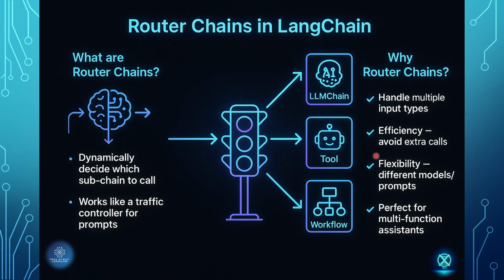Why do we need router chains? Mainly to handle multiple input types; it can handle summarization, math, or any different types of inputs. Then there is efficiency, since it avoids unnecessary calls. Then we have flexibility, like different prompts and models per task. That is great for multifunctional assistants like ChatGPT. So that is why we need router chains.